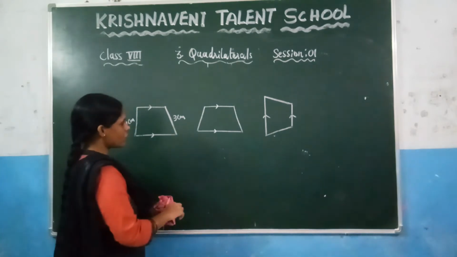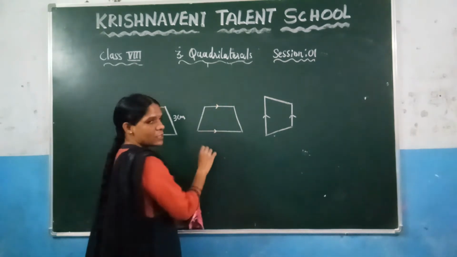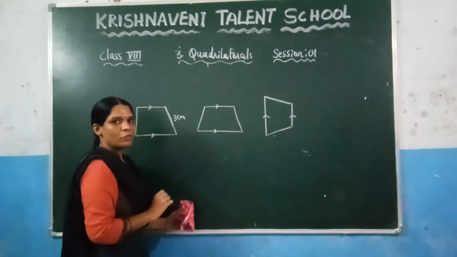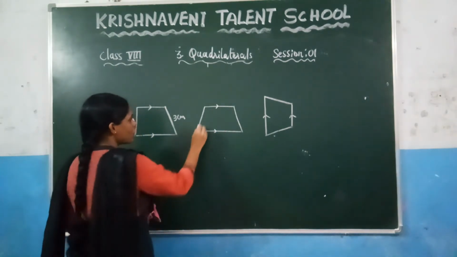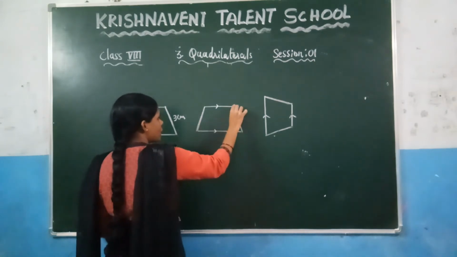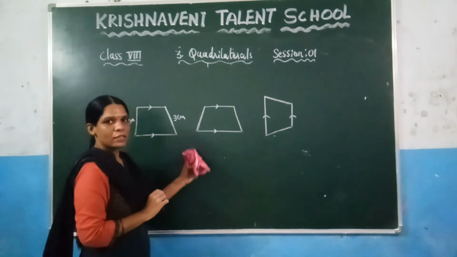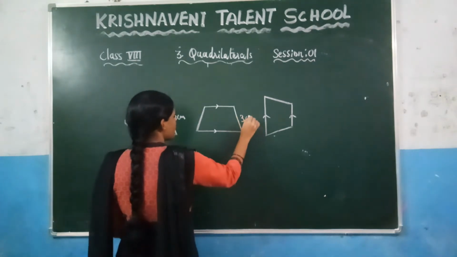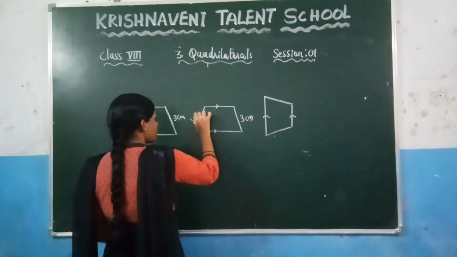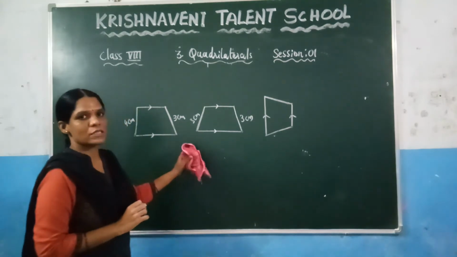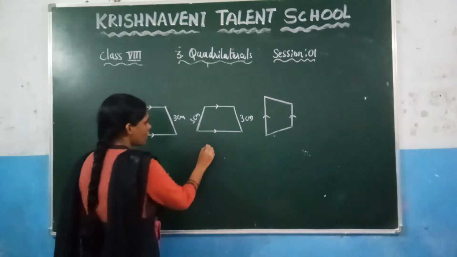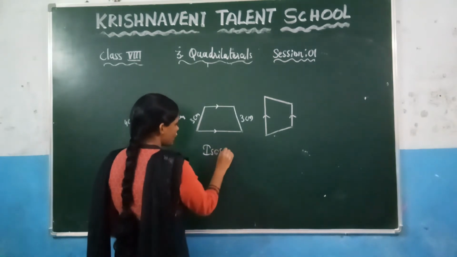But if you consider this case, this is also a trapezium because here one pair of sides are parallel. And if you see the non-parallel sides, what are the non-parallel sides here? These are the non-parallel sides, and these non-parallel sides are equal in length. If this is 3 centimeters, clearly you can observe that this is also 3 centimeters. So this type of trapezium has a special name. This one we call an isosceles trapezium.